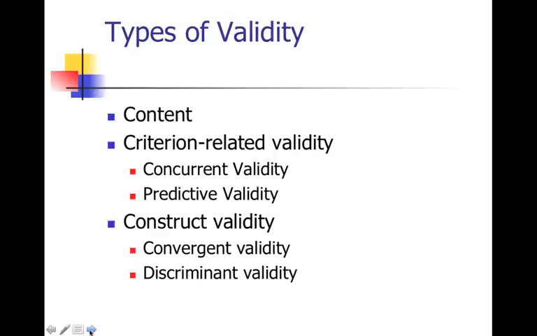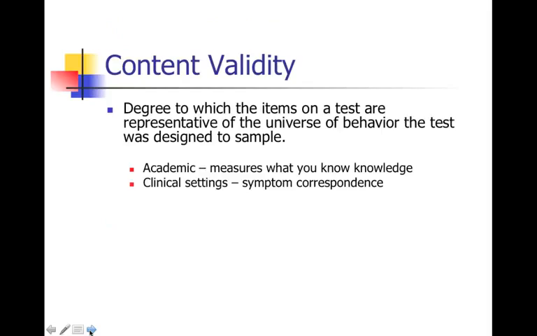So let's get started. Content validity is the degree to which items on a test are representative of the behavior or content the test was designed to sample. In academia, that means whether a professor's test reflects what they said would be on the test, what was in the book, the content of lectures, etc. That's content validity. And so when students complain that they didn't know that was going to be on the test or they'd never seen that before, that would be a complaint about content validity.